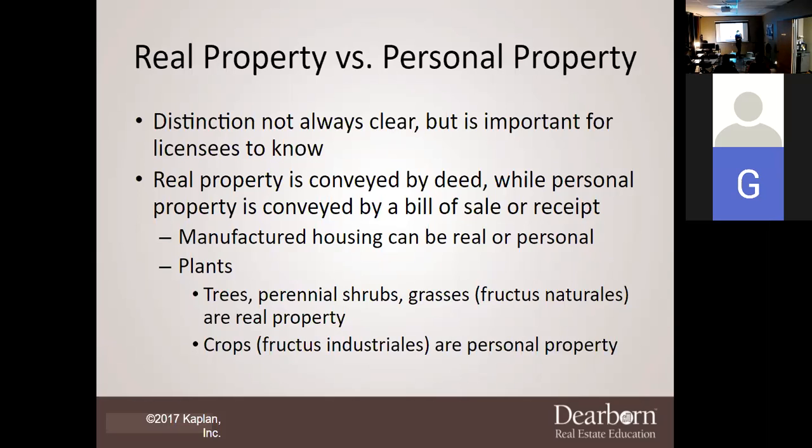Perfect, perfect. So what happens is, while this home is being manufactured, it can be personal. In another situation, if it's being moved, it's going to be personal. But the minute that they take those wheels off, that thing is now real property.